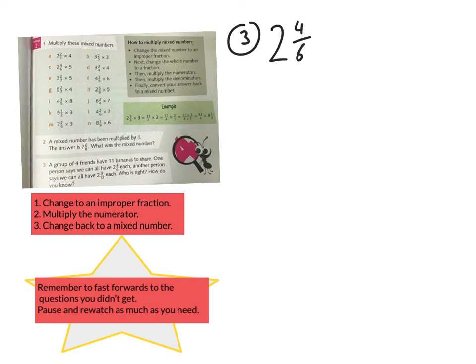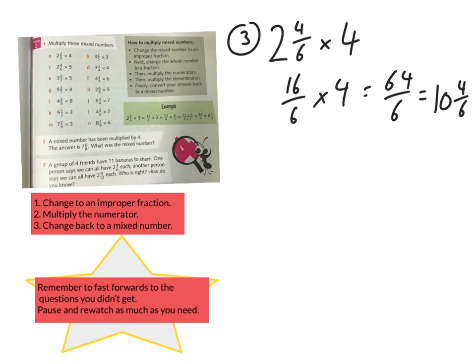So 11 bananas to share. Now, there's 4 of them, so if they each eat 2 4/6 of a banana, then we need to multiply that by 4. Again, we're going to change it into our improper fraction, so 2 6s are 12 plus 4 is 16, so that's 16 sixths times 4, and 16 times 4 is 64. So that gives me 64 sixths. Then we're going to divide it. 60 divided by 6 is 10, and 4 sixths left over. So that is not quite 11 bananas, so that person's wrong.